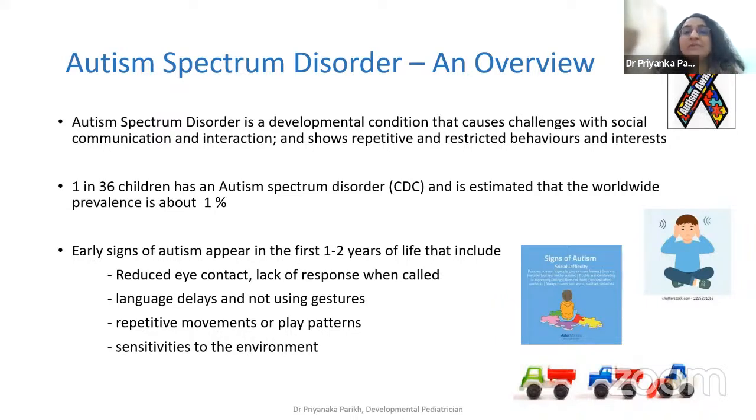So even at 3 months and 6 months, we can pick up those very, very early signs. But typically what parents come with is, you know, the child is not responding when we are calling by name, but the child immediately looks when the mobile starts or when the favorite Cocomelon rhyme comes on the mobile. The child is not giving eye contact.